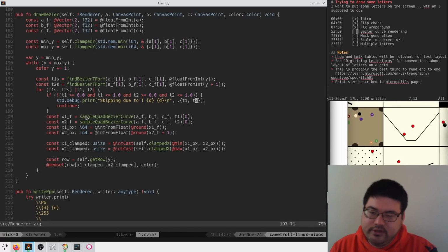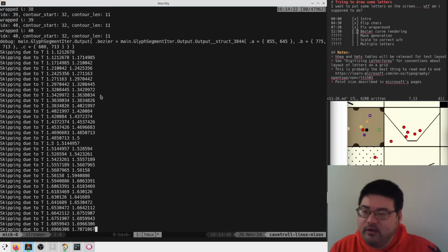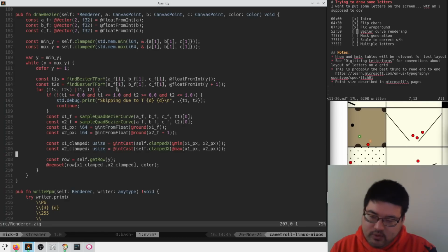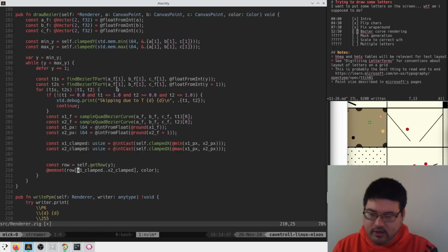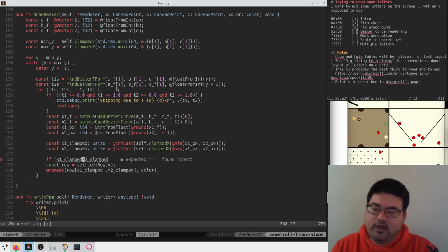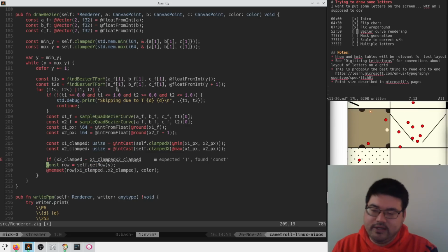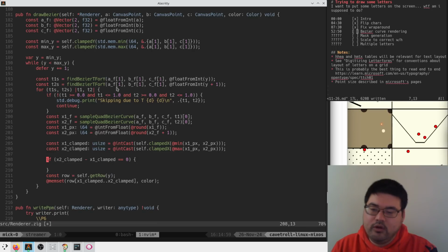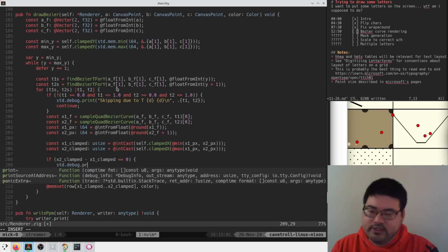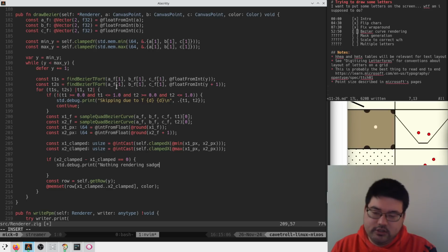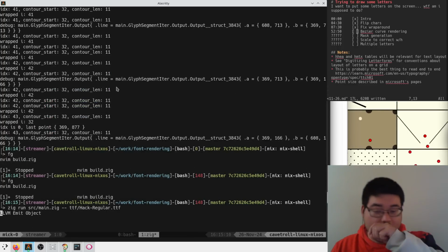In which case, if that's all of the cases that we're skipping, where they're all way out of range, then probably we're hitting the case where the row size, the length, is 0, right? So can we say, if x2 clamped minus x1 clamped is equal to 0, std debug print nothing rendering sag. Right? This is probably more the problem that we're hitting.